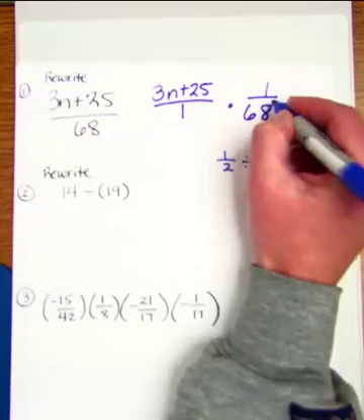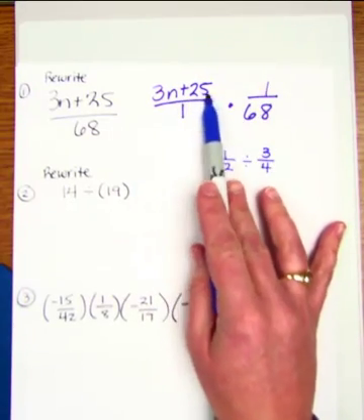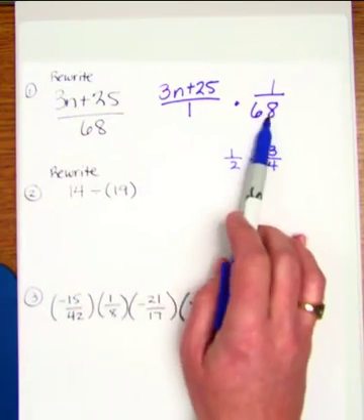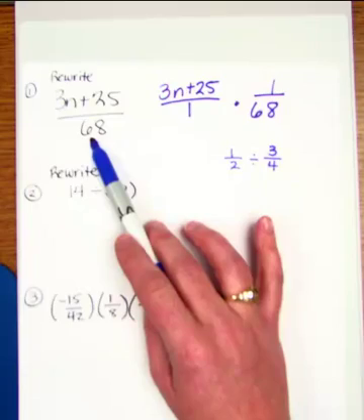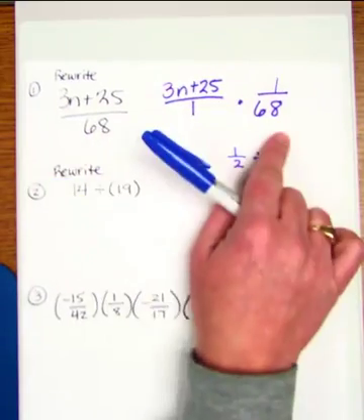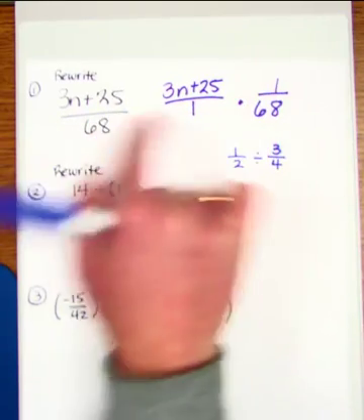Okay? So you would agree that if we multiply this out, we multiply the top, 3n plus 25 times 1 would give me back 3n plus 25, and 1 times 68 would bring me back 68. So all they're wanting you to do is rewrite this as a multiplication product. So you're going to take your numerator, stick it over 1 times 1 over your denominator.